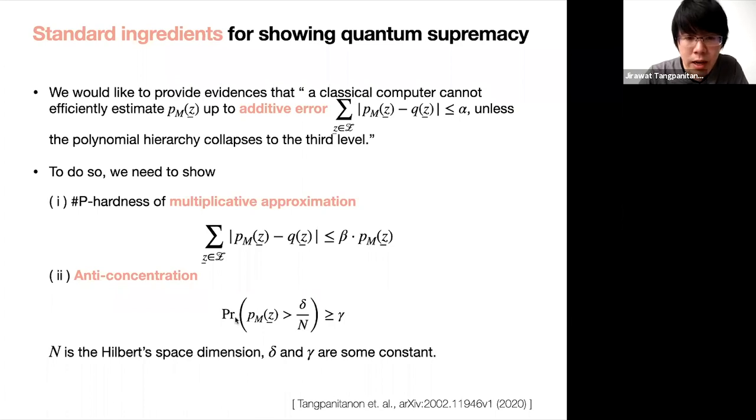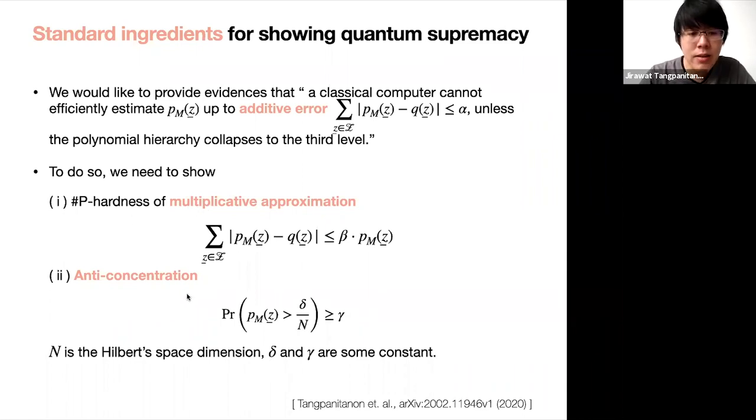The left-hand side is the error, and the right-hand side is some constant multiplied by the exact answer. So if your answer is very small, the output probability is very small, then the error here is going to be very small. So the multiplicative approximation is harder than the additive approximation. Now, Sharp-P hardness refers to problems of counting the number of solutions to NP problems.